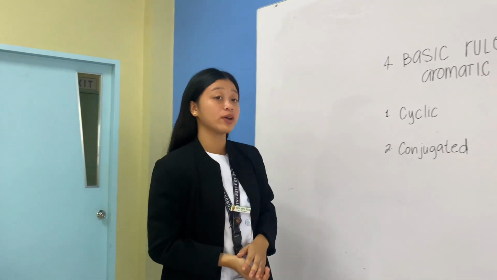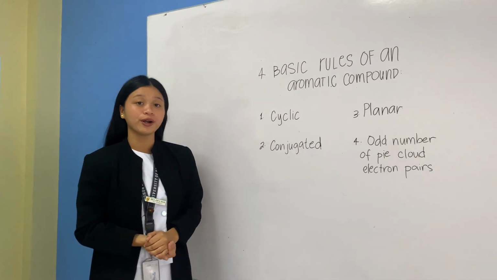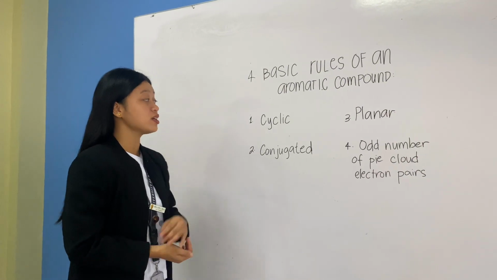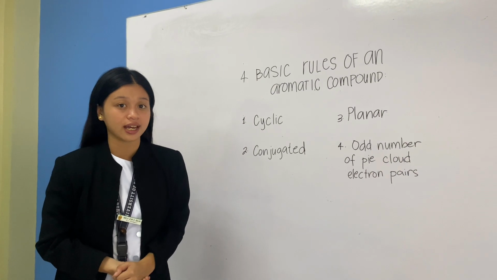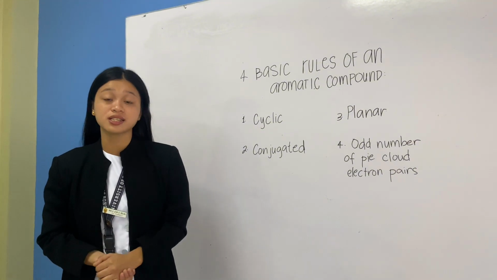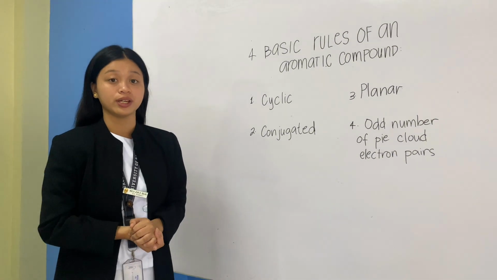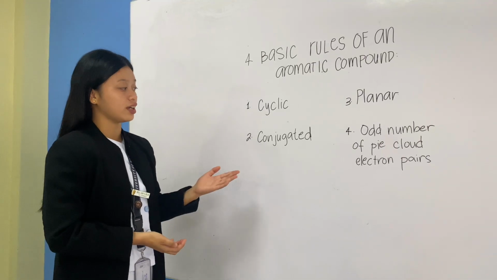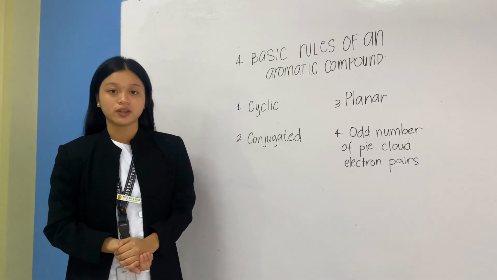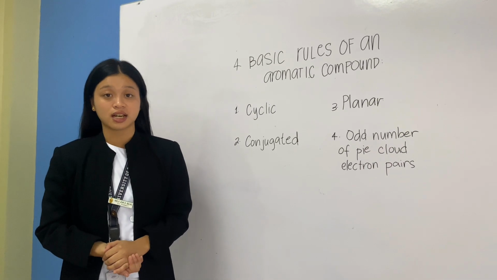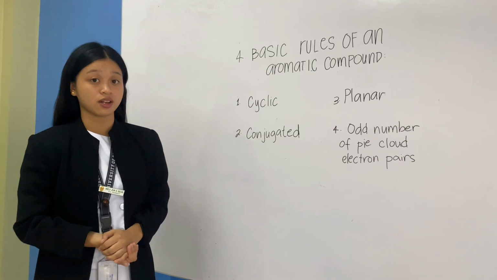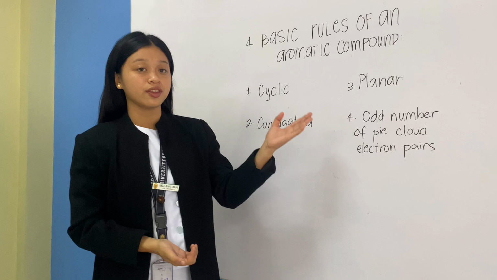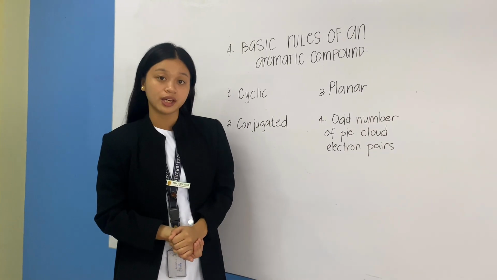So if we look here, we have the four basic rules that make a compound aromatic. Firstly, it has to be cyclic. It could be a 6-membered ring or a 3-membered ring, as long as it is closed and cyclic. Then the second thing, it has to be conjugated. Later on, we will be discussing the characteristics of a conjugated compound. So let's proceed to the third thing: it has to be planar.